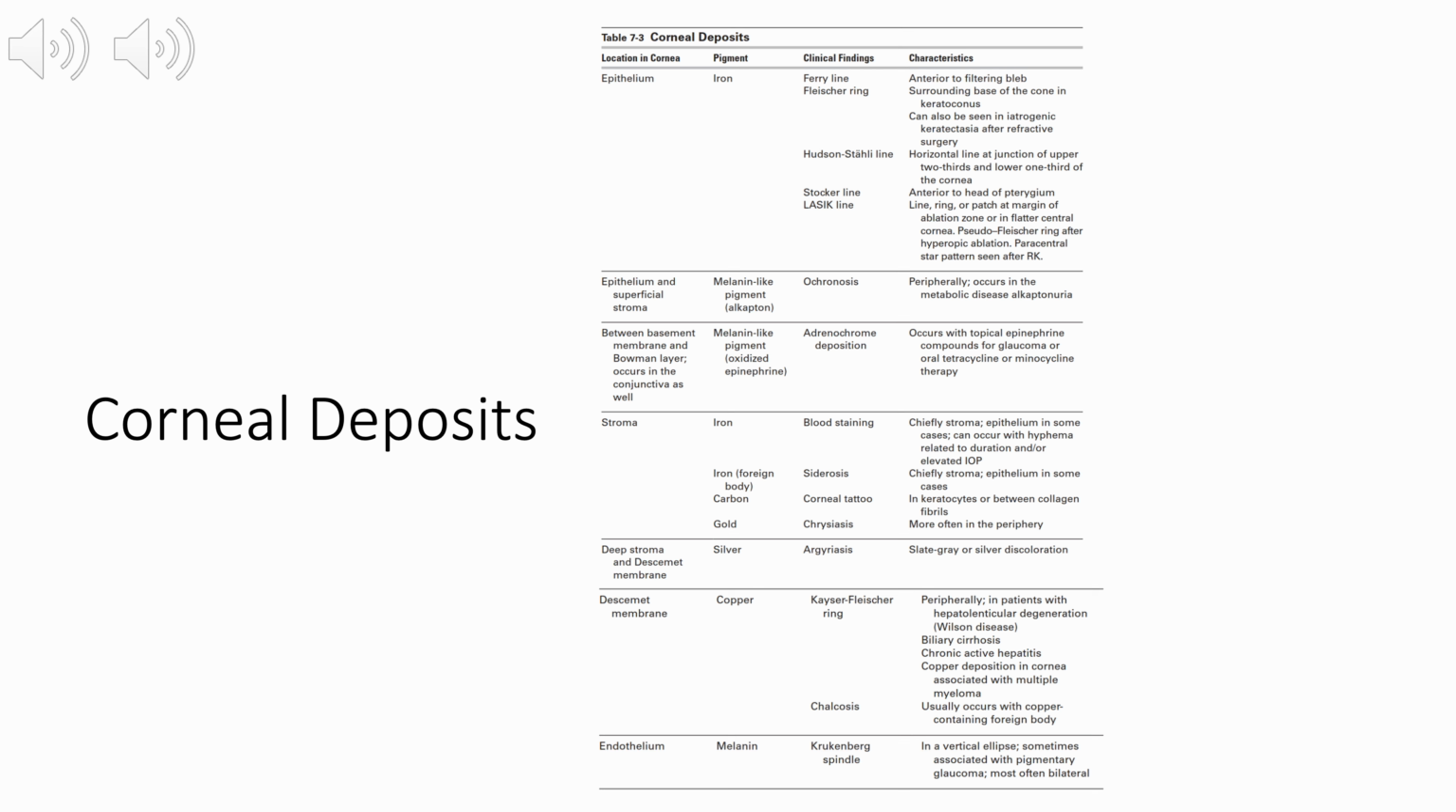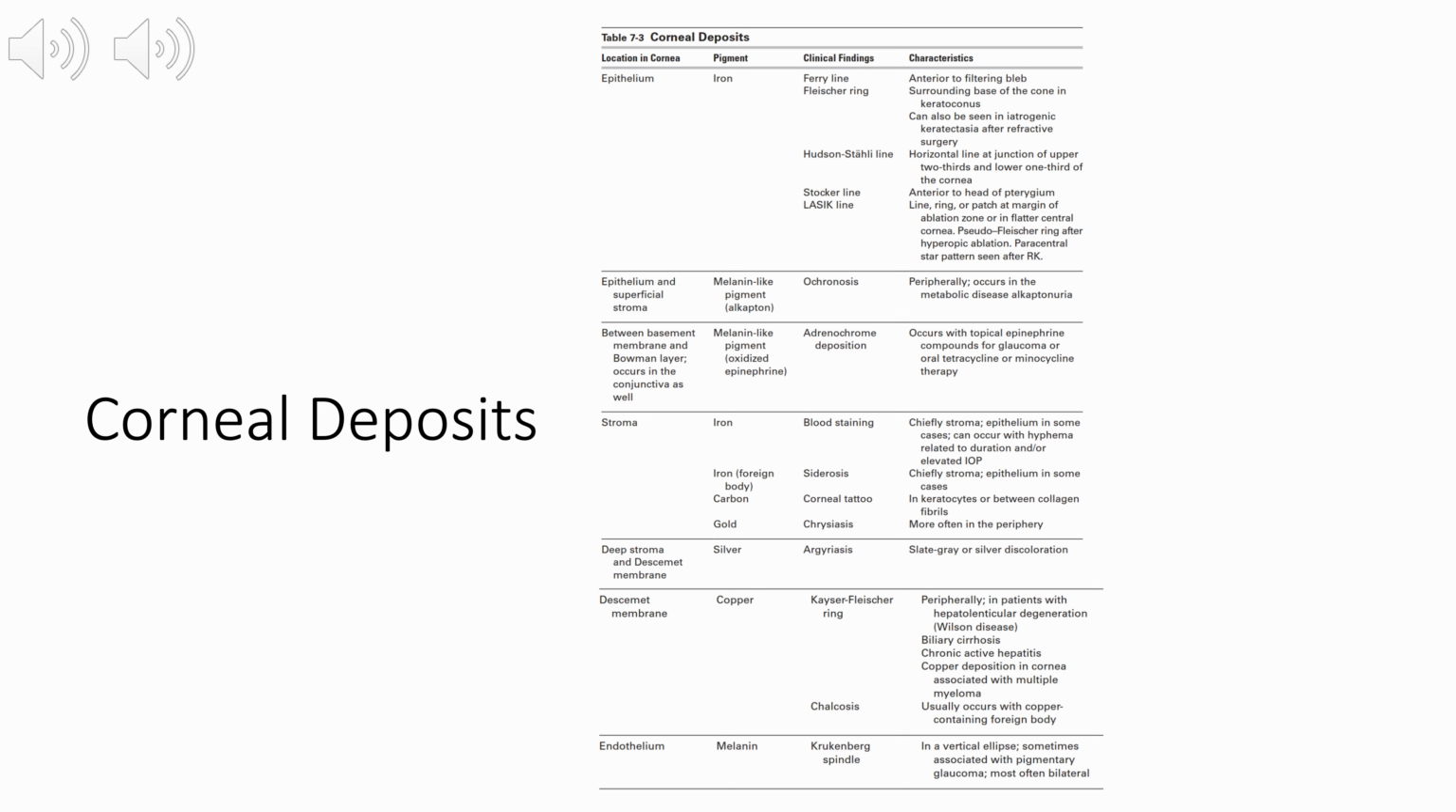The LASIK line is seen at the margin of ablation zones in the central cornea, with pseudophakic rings possible after hyperopic ablation. In the epithelium and superficial stroma, melanin-like pigment known as alkapton may indicate ochronosis, a condition characterized by the abnormal deposition of a dark pigment in various tissues of the body, which occurs peripherally in the metabolic condition alkaptonuria. Between the basement membrane and Bowman layer, oxidized epinephrine pigment can produce adrenochrome deposition, often associated with topical epinephrine use for glaucoma or with certain antibiotic therapies.